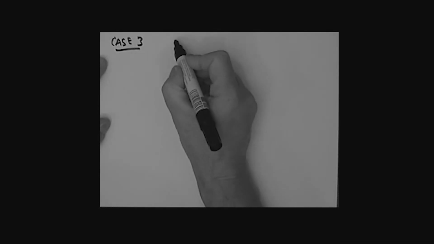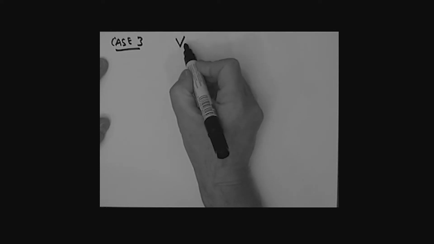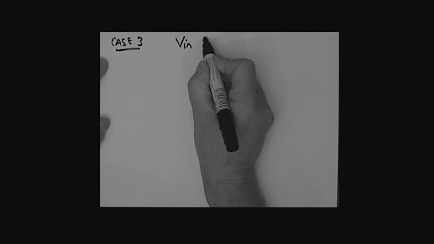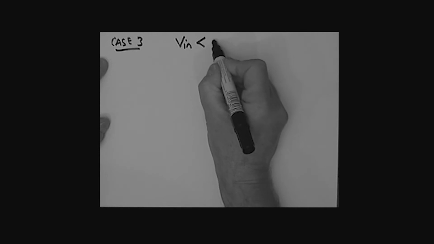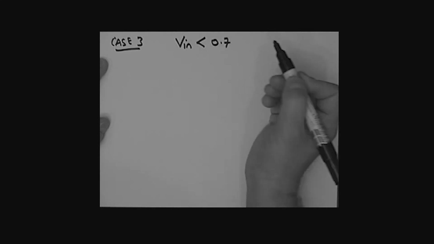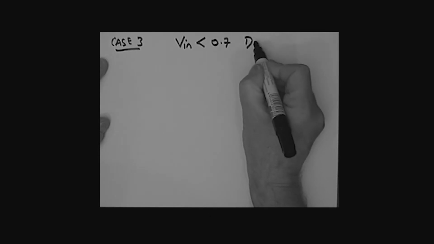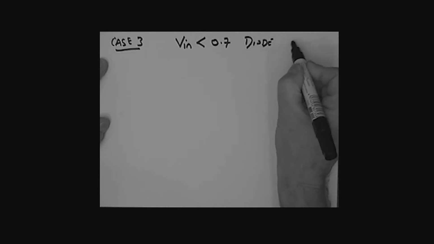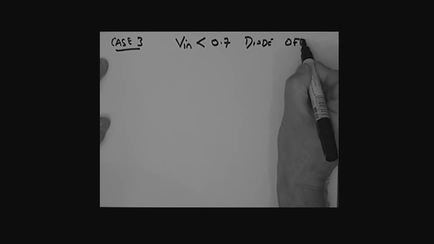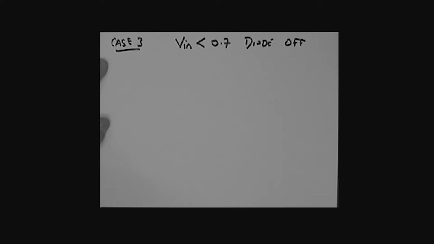Case number 3. And here we're looking at now the diode is not conducting, so V in now, let's say, less than 0.7 in this particular problem. The diode, if you like, is not conducting. Sometimes we can refer to that as being the diode is off. It's not conducting. It's like an open switch in this case.